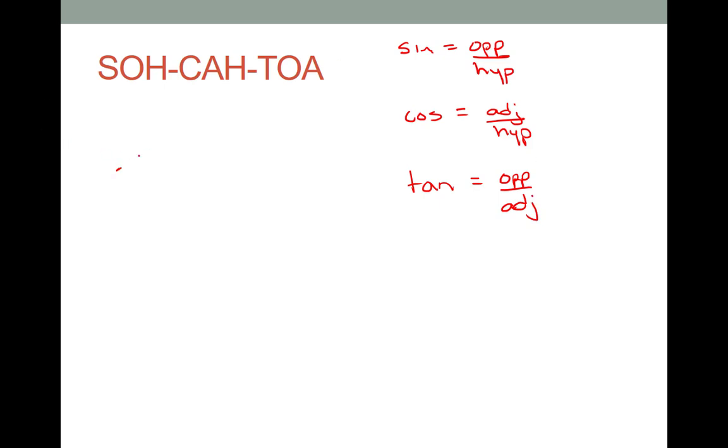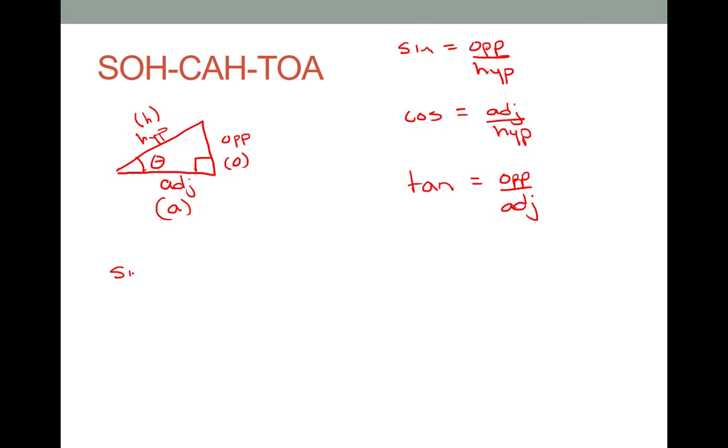So again, we go back to a right triangle. Here's my 90-degree angle. Here is an angle theta. This side would be the side adjacent, usually given the letter A. Directly opposite, we have the side opposite, usually with the letter O. And the hypotenuse is over here opposite the right angle, and it is H.